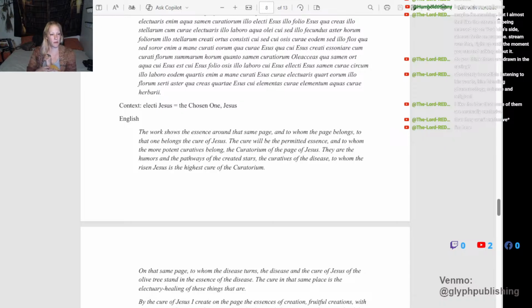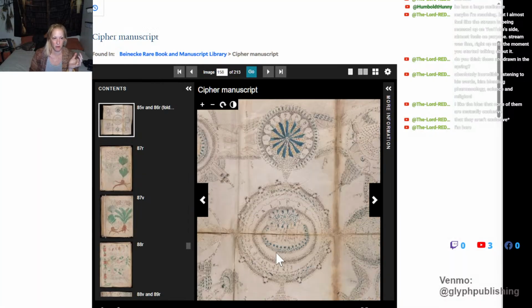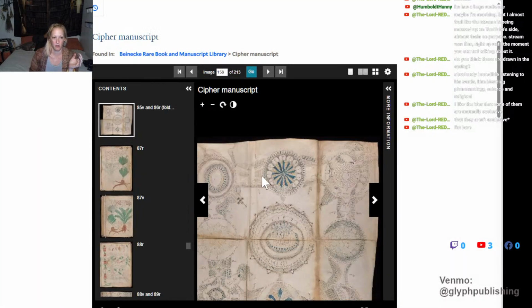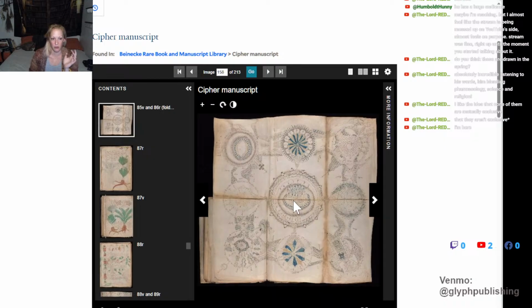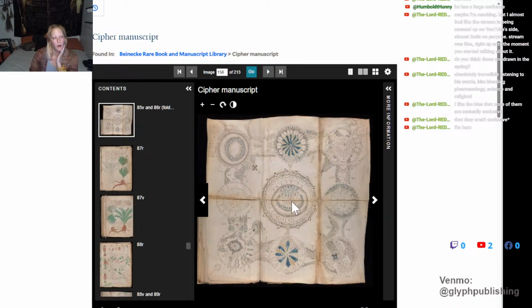Okay, so moving forward. It says they are the humors and the pathways of the created stars. Every single time he talks about pathways, he's referring back to the Folio Astrologicorum, the celestial map. It's the only page with pathways. These here. So this entire mandala represents Dharma, and the noble path in Buddhism.